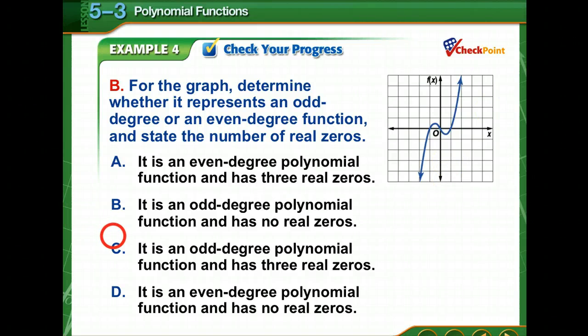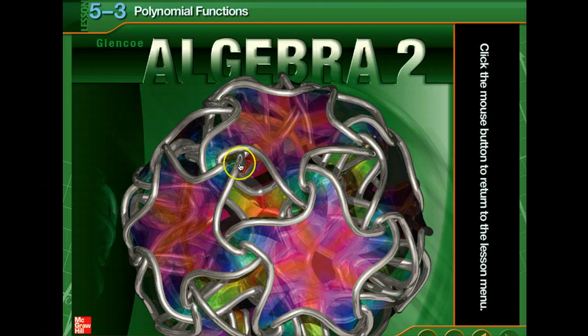Well, this one's very easy to see that it's an odd function because the ends are going in separate directions, and it has 1, 2, 3 real zeros. Excellent job, everybody. You're ready to start working the assignment.